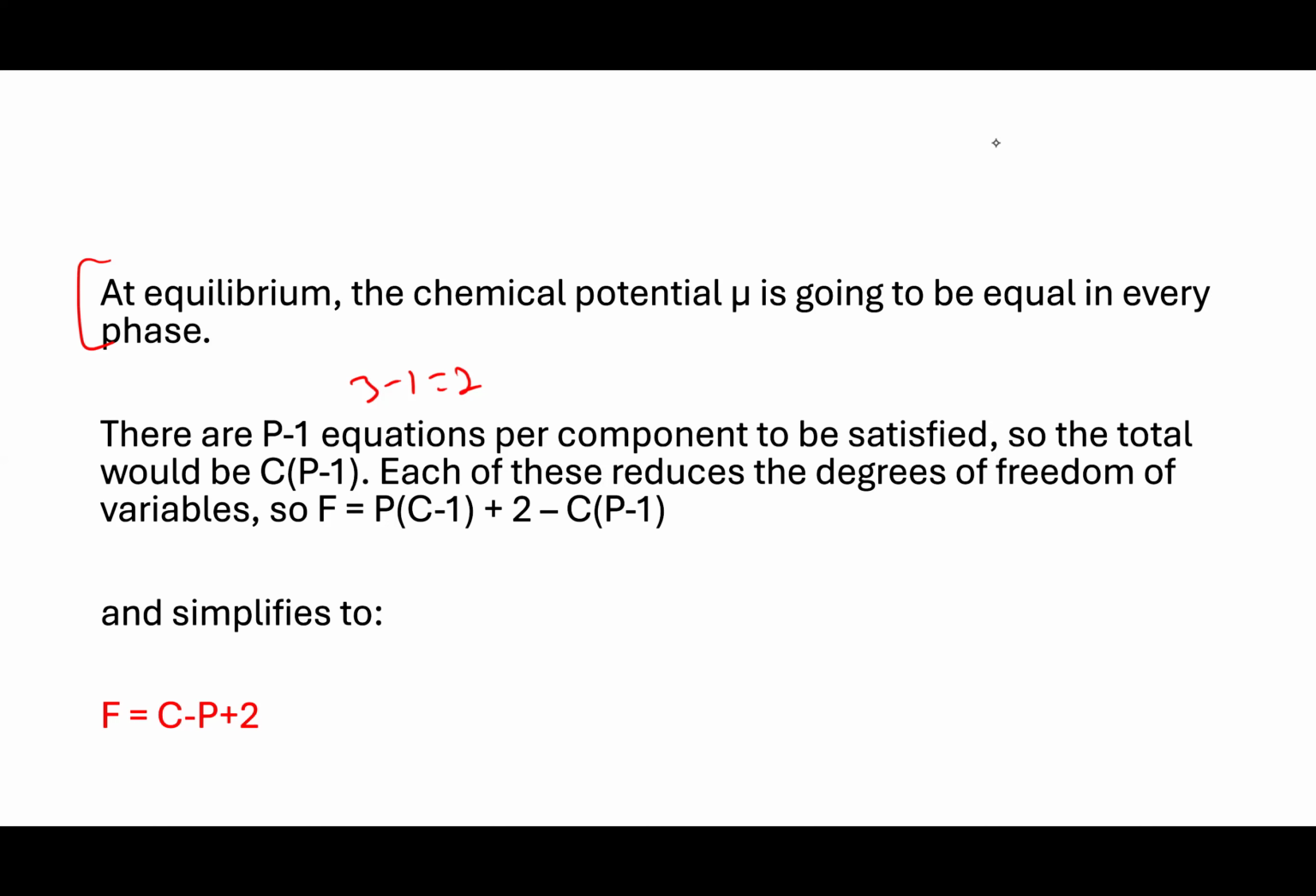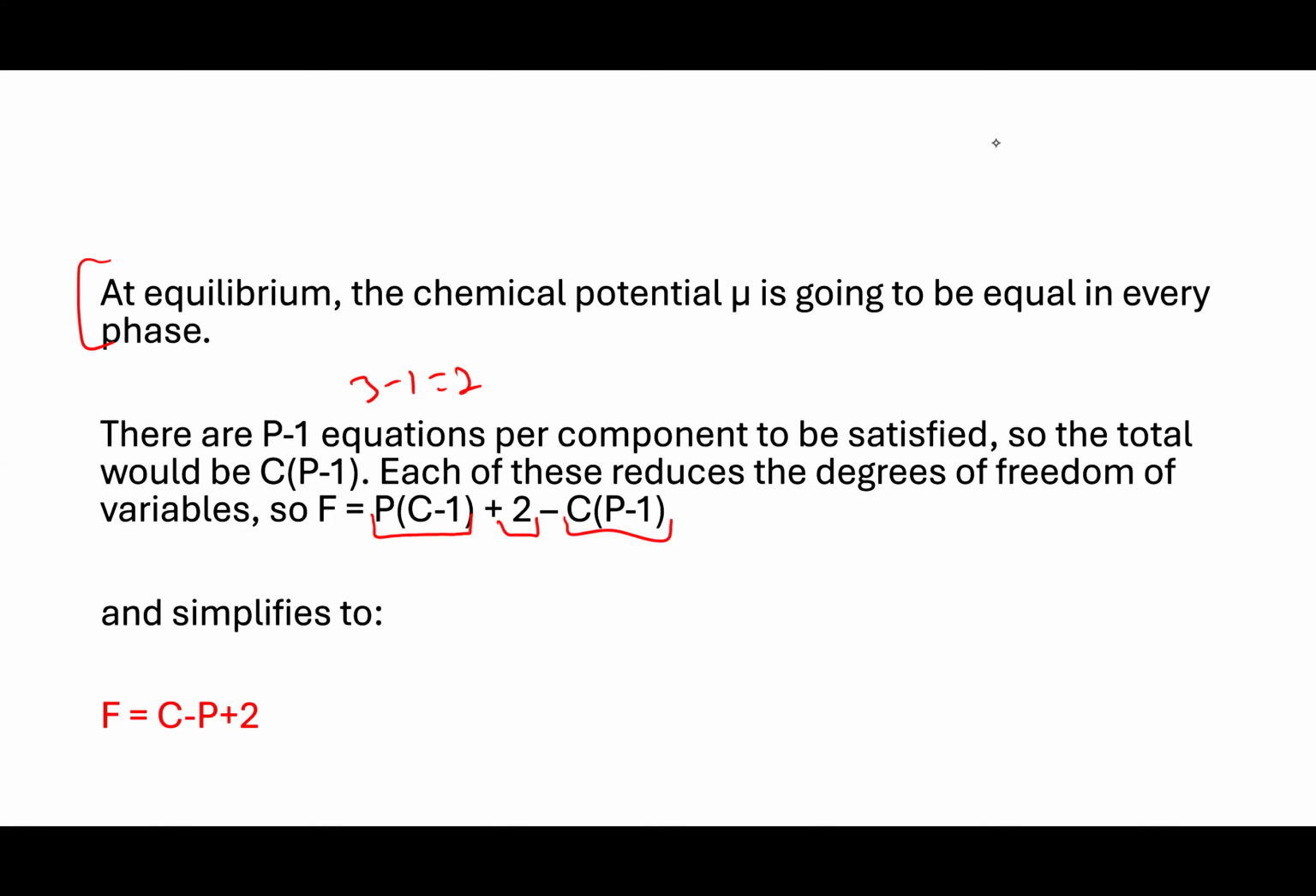Anyways, the total would be the number of components times P minus 1. That's how much is being limited. So our total degrees of freedom is going to be the composition, pressure and temperature, and then we have to subtract out the non-truly independent portion, I guess we call it that. C times P minus 1.